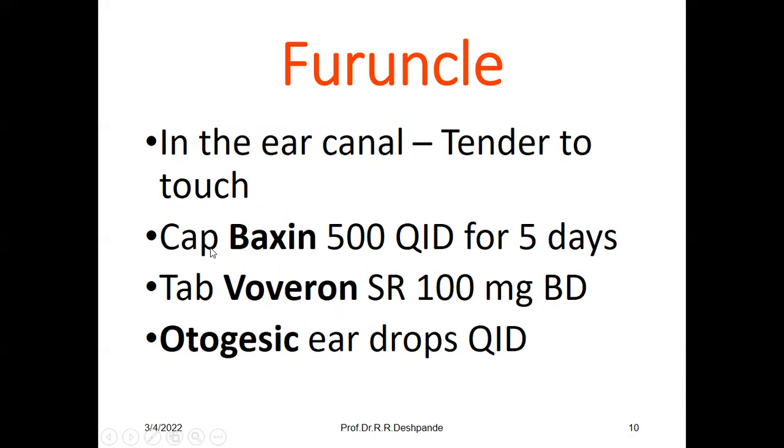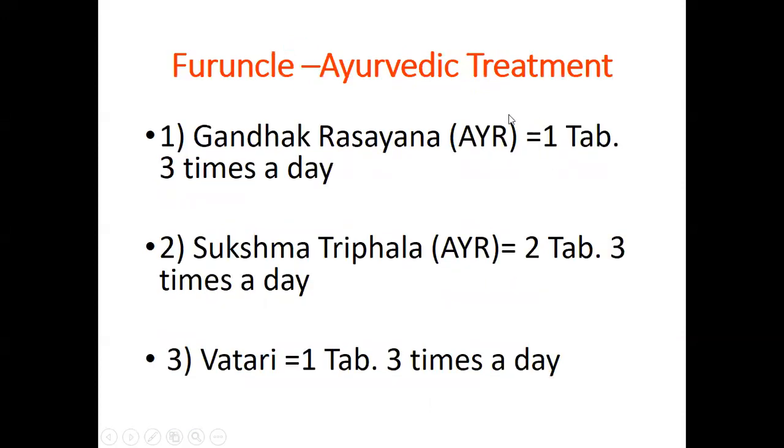Then you have to use very strong antibiotics like capsule Vaccine, 500 milligram QID, 4 times in a day for 5 days. Then analgesic and anti-inflammatory tablet Voveron SR, sustained release, 100 milligram morning and evening. In addition to that, Otogesic ear drops 4 times in a day, 2 drops, morning, afternoon, evening, and at night.